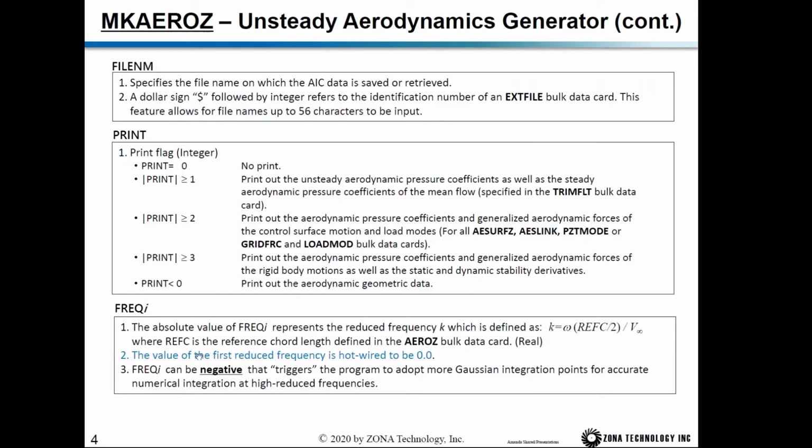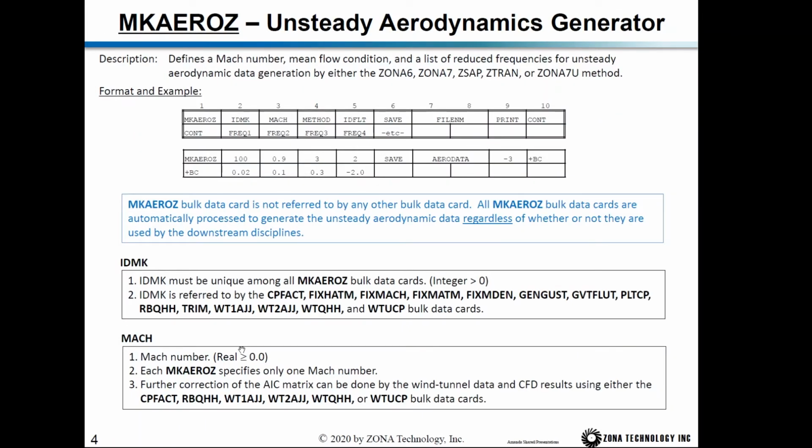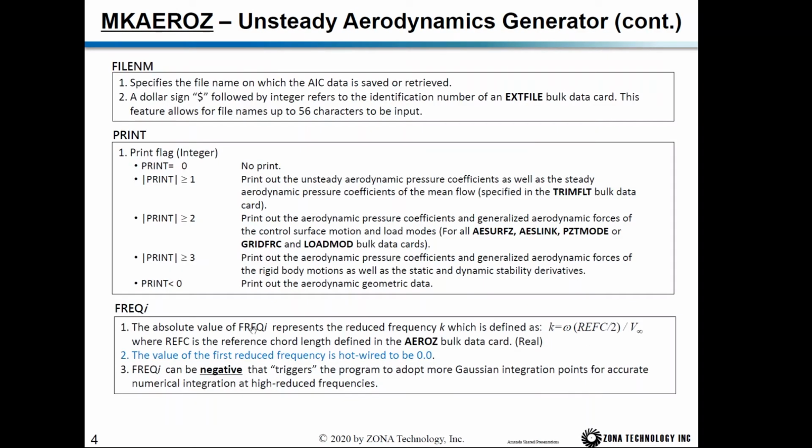ZAERO always requires a 0 reduced frequency to be listed in here, but if you don't list a 0 reduced frequency, ZAERO will automatically add a 0 frequency in the list. So if you input 4 non-zero frequencies, ZAERO will actually generate 5 AIC matrices, and one of them is at 0 frequency. And the FREQ can be negative. The negative does not mean a negative reduced frequency.